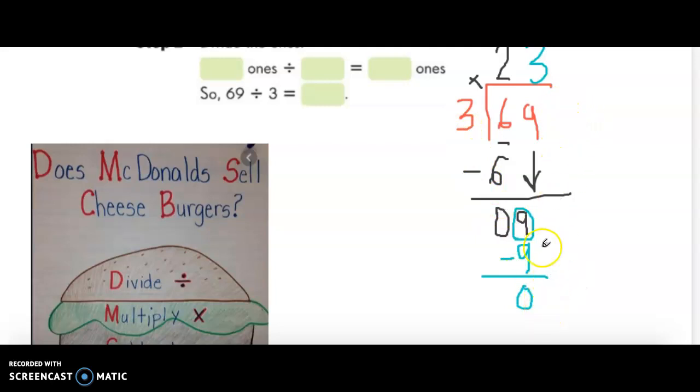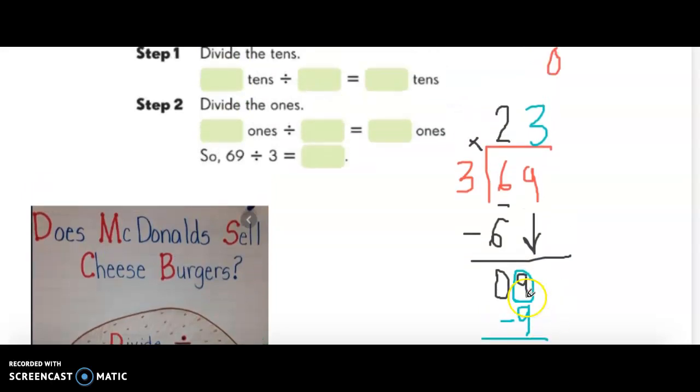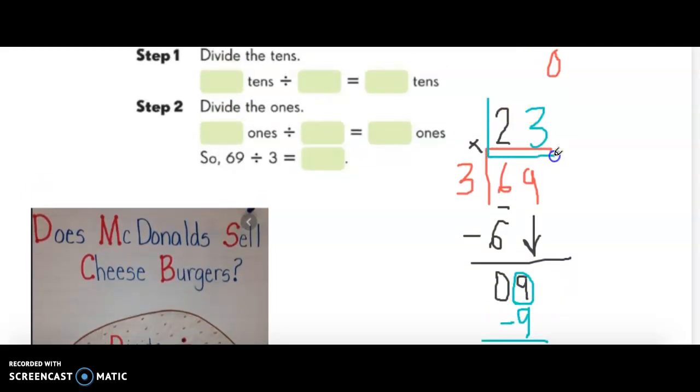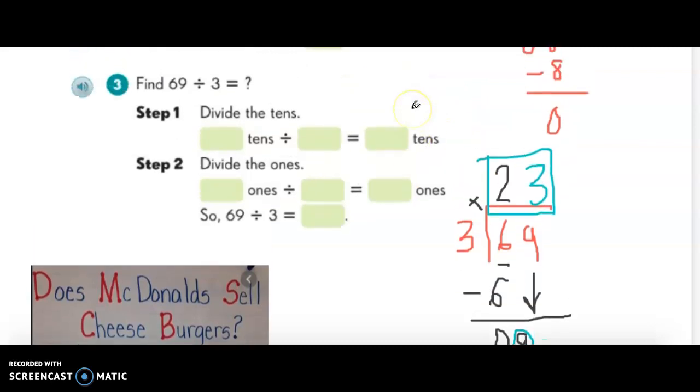Next step is bring down. There's nothing left to bring down, which means we are at our final answer. Our remainder is 0, and our final answer is 23.